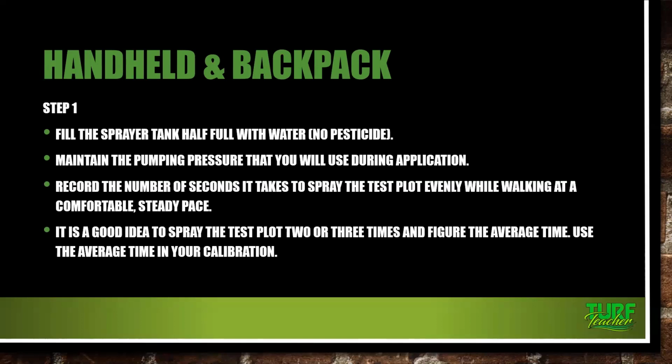Step 1, fill the sprayer tank half full with water, no pesticide, maintain the pumping pressure that you'll use during the application, and then record the number of seconds it takes to spray the test plot evenly while walking at a comfortable, steady pace. It's a good idea to spray the test plot 2 or 3 times and then figure the average time that you're getting from this and use that average time in your calibration.